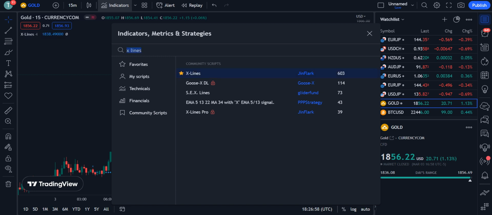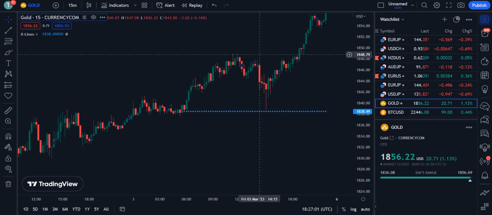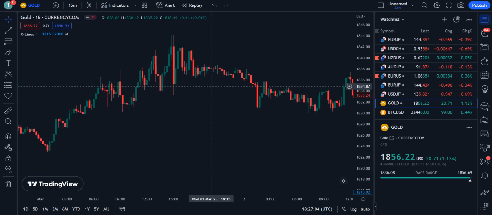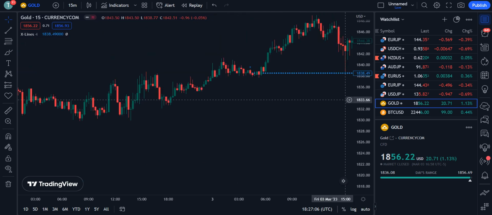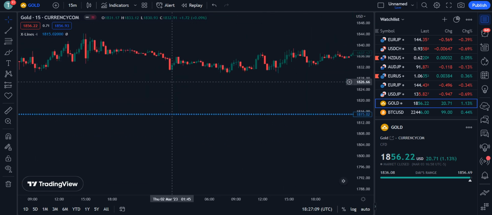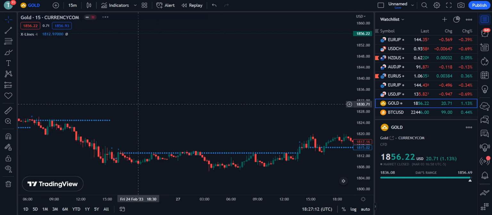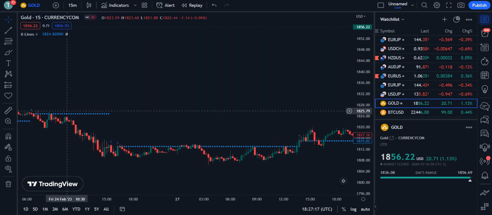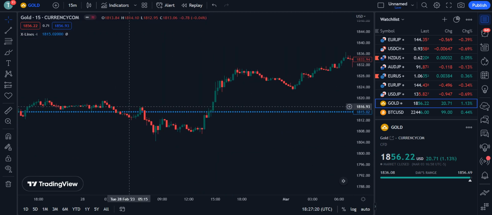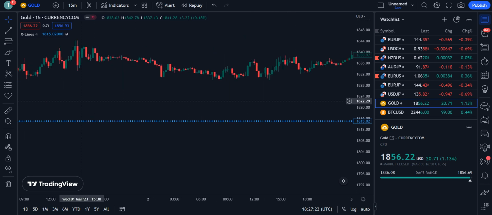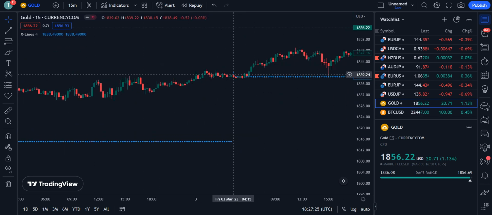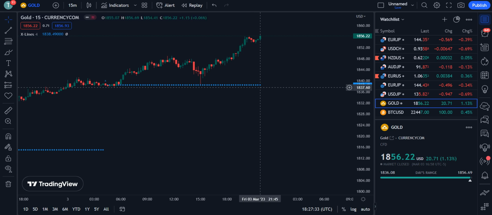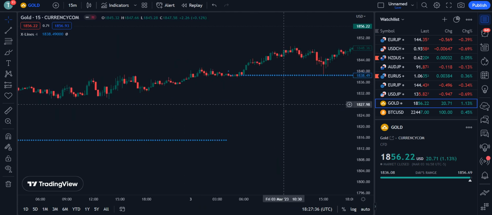This is called X Lines, and when you find it, you will see that it is making different kinds of levels. As you can see here, we can find the levels in blue color. It is showing us different levels, making them according to the market prices. It will also show you an X mark on some of the levels. Afterwards, it will show you a new level that will work as a support and resistance level.